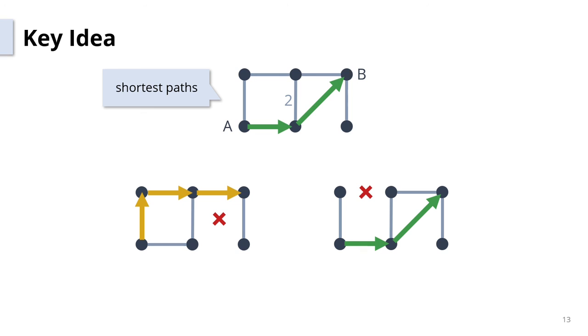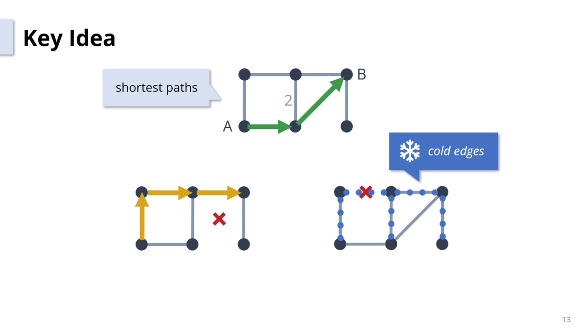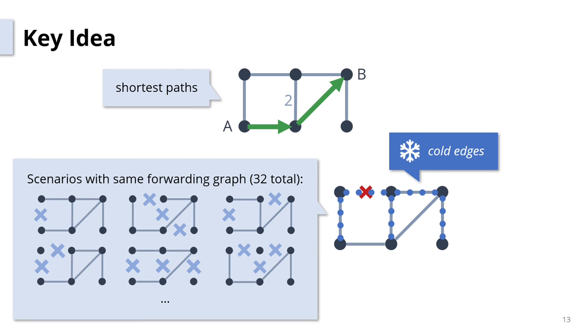This is a key observation: as long as the failure is outside the shortest path, the shortest path will remain the same. So to capture this idea, we introduce the notion of cold edges. Cold edges are the set of edges whose failure is guaranteed to not change the forwarding graph, in this case all edges outside the shortest path. So in fact there are 32 scenarios which induce the same forwarding graphs. Any combination of failures of the cold edges will lead to the same graph. NetDice uses this idea to effectively prune the space of failures, as we'll see later.